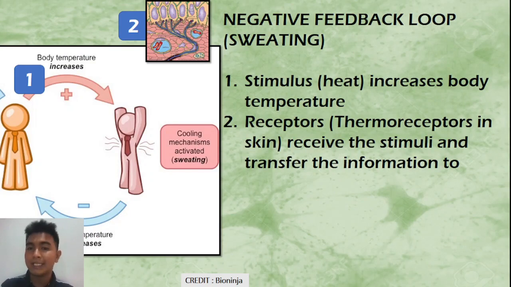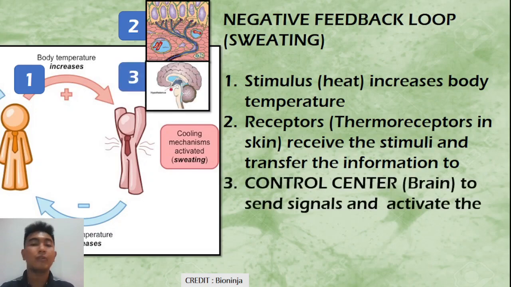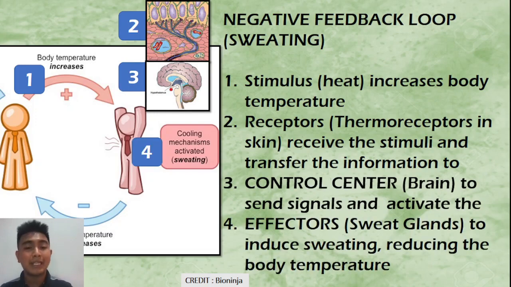Our receptors in our skin, thermoreceptors, will receive the stimuli that your body's getting hot and transfer the information to the control center, which is the brain. The brain then sends signals automatically and activates the sweat glands in the same skin to induce sweating, reducing the body temperature. So sweating will surround your skin with liquid that will absorb the heat instead of your body.